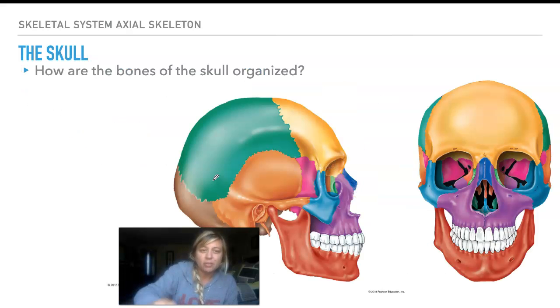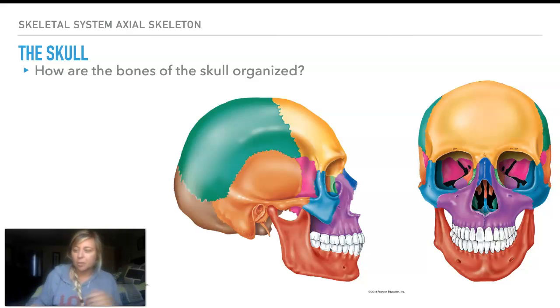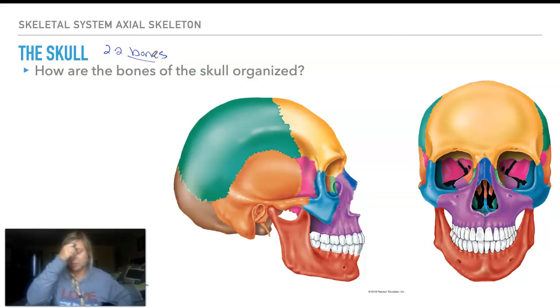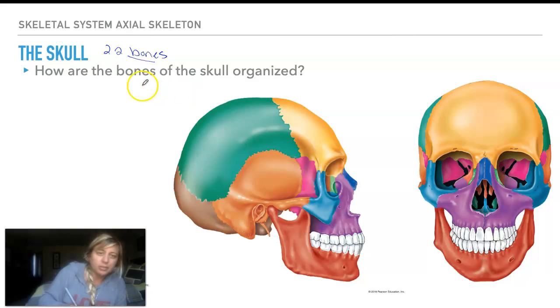So we're going to start off looking at how the bones of the skull are organized. The skull contains 22 bones that you will need to learn to recognize. Between using the PAL software and the models and bones in the lab classroom, you should practice recognizing these bones and some of their major structures. The skull is broken up into two sets of bones.